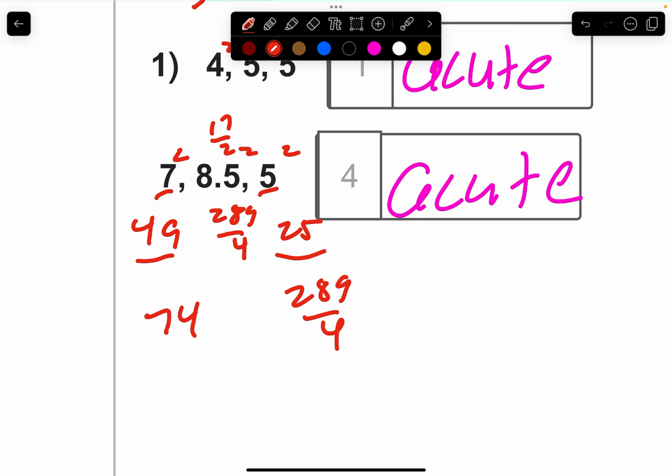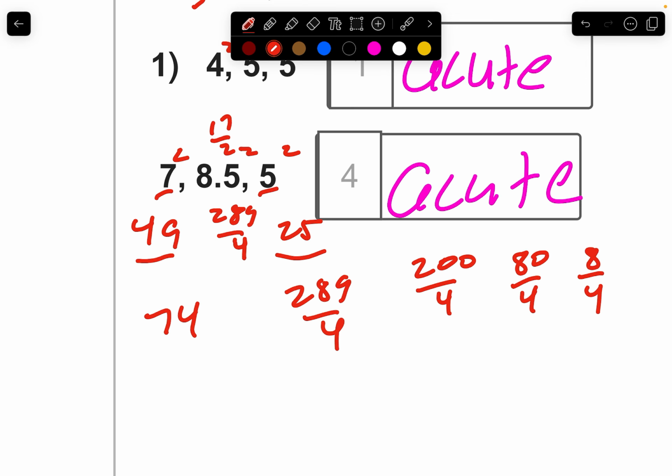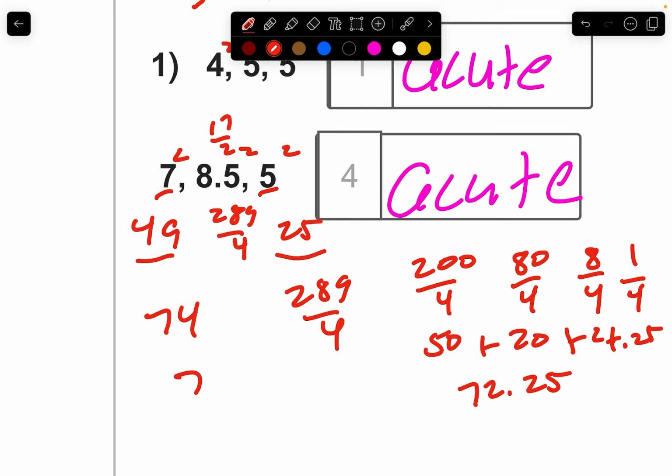But since it's here, let's do it. That would be, let's see, 200 divided by 4, 80 divided by 4, 8 divided by 4, and 1 divided by 4. So that would be 50 plus 20 plus 2 plus 0.25. 72.25. So 74 and 72.25. C squared is smaller.